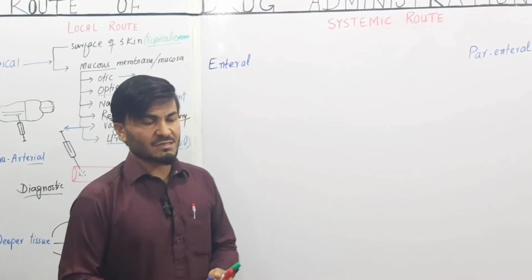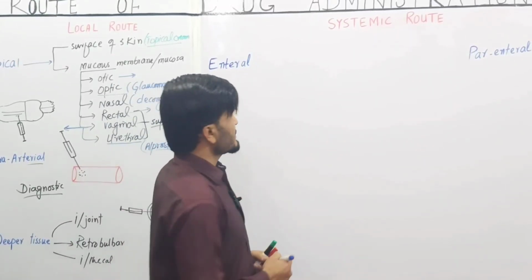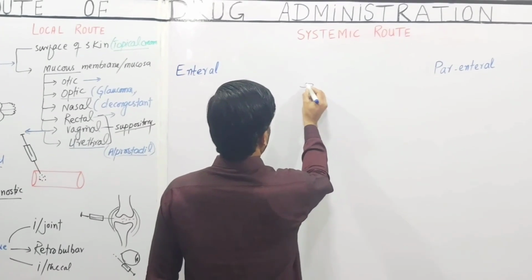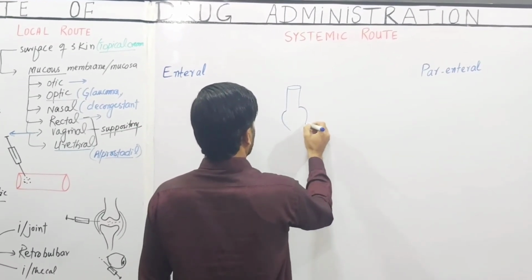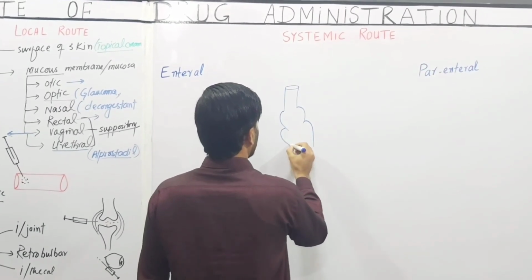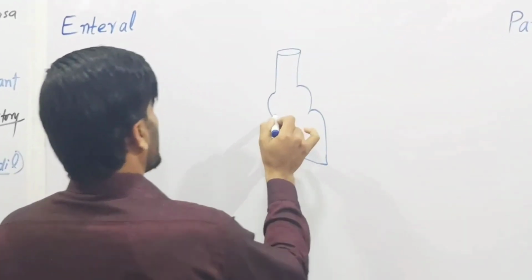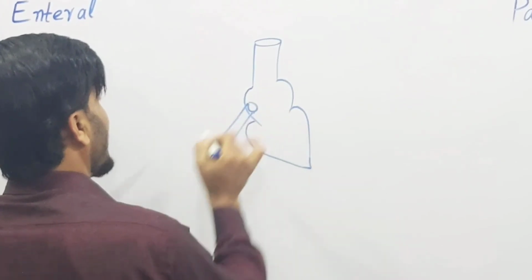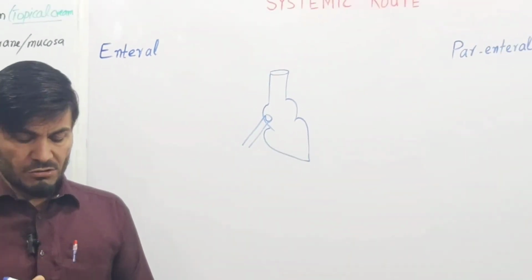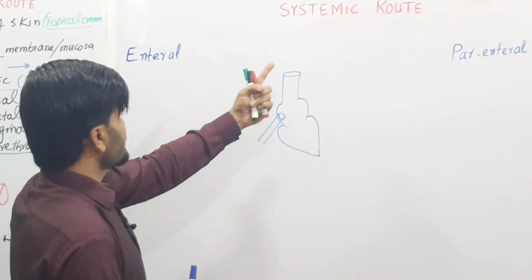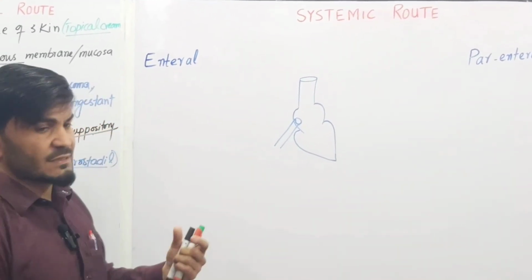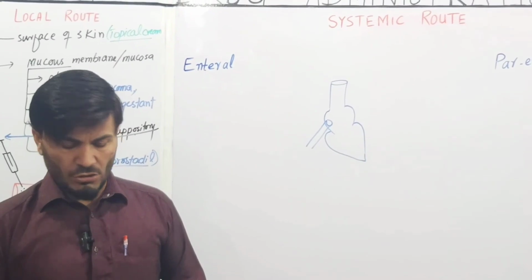Another route of drug administration is the systemic route. A drug administered through the systemic route is desired to enter the blood circulation and distribute to the entire body and produce a systemic effect, unlike the drug given by the local route of drug administration. It is further classified into the enteral route and parenteral route.